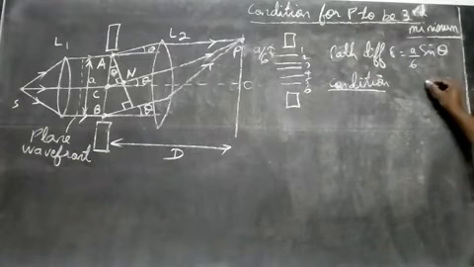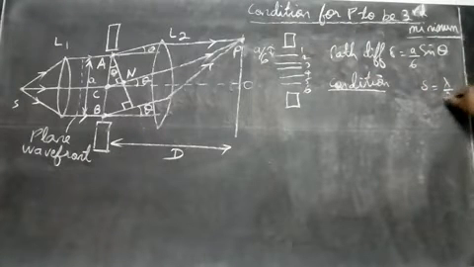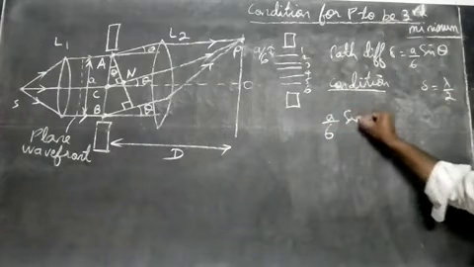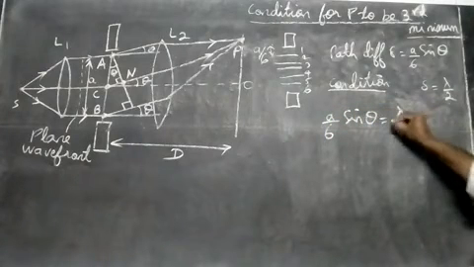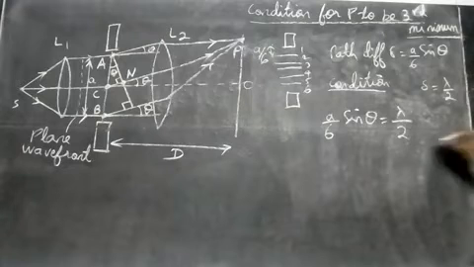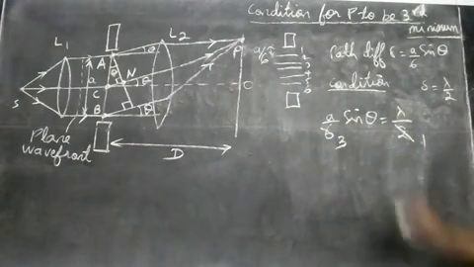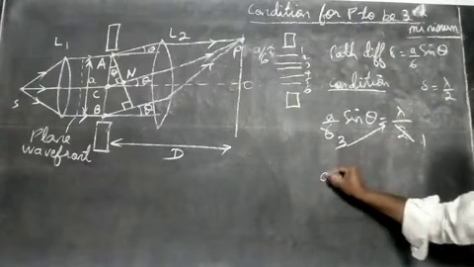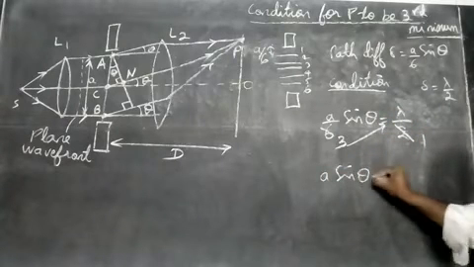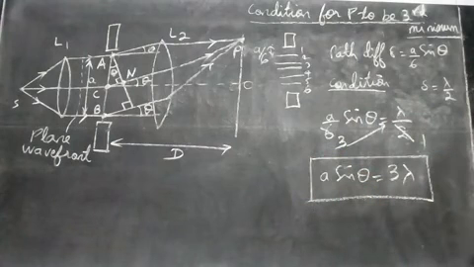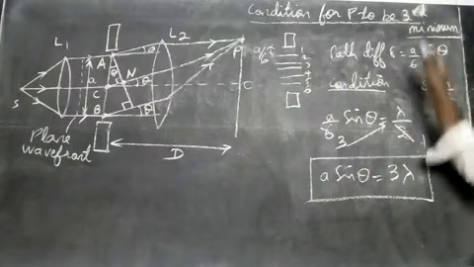Condition should be del is equal to lambda by 2. Same method only. So equate that. So A by 6 sine theta is equal to lambda by 2. So 2 ones are 2, 2 threes are 6. So cross multiply here. So here A sine theta is equal to 3 times lambda. So this is the condition for the point P to be the third minimum.